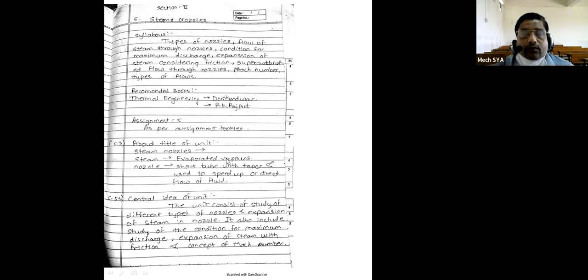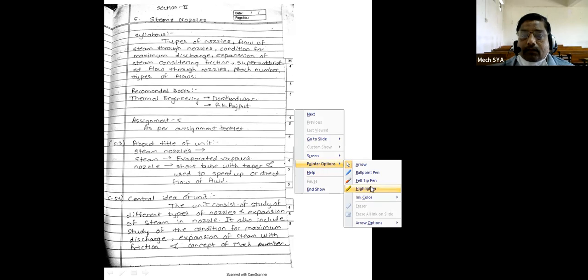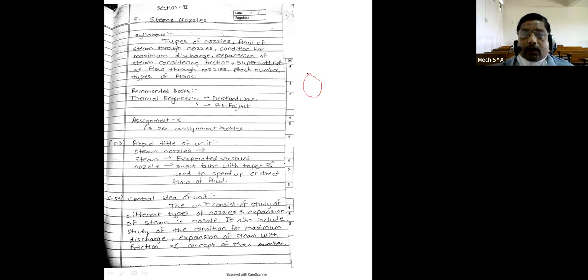So whatever steam we are getting from the boiler, this steam has high pressure. So pressure will be very high. In this case, it has enthalpy, we can say H, specific enthalpy, heat content or thermal energy, which is also very high.